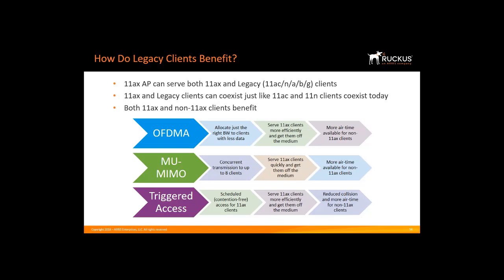11ax uses the fast lanes, and 11ac devices have fewer clients to contend with, so they're happy, and since I'm doing this more efficiently, I'm giving them more airtime. I have these 11ax technologies of OFDMA and multi-user MIMO, triggered access, BSS color, long OFDM symbol, and 1024 QAM that I serve my 11ax clients with in a much more efficient way, which clears up airtime for the legacy devices.